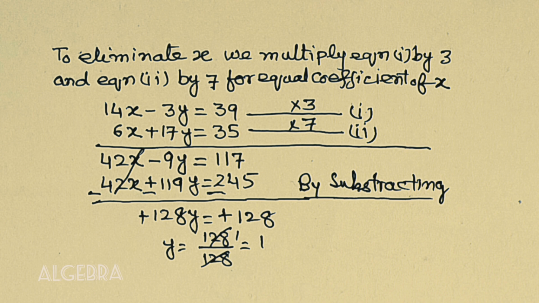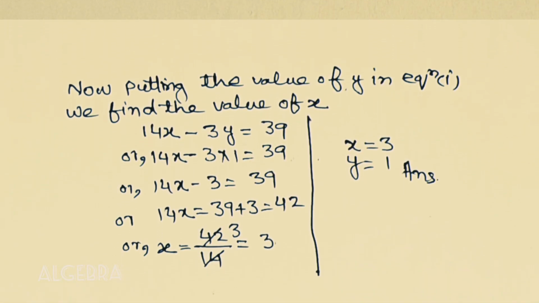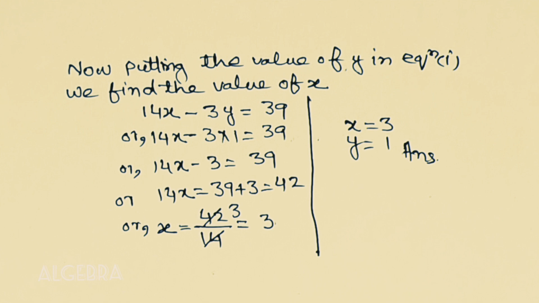6x plus 17y is equal to 35 multiplied by 7. 42x minus 9y is equal to 117, and 42x plus 119y is equal to 245. By subtracting, 128y is equal to 128, or y is equal to 128 by 128 is equal to 1. Now putting the value of y in equation 1, we find the value of x.